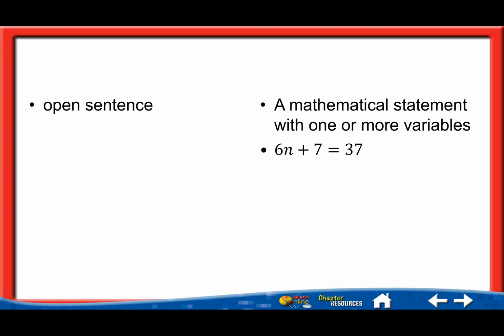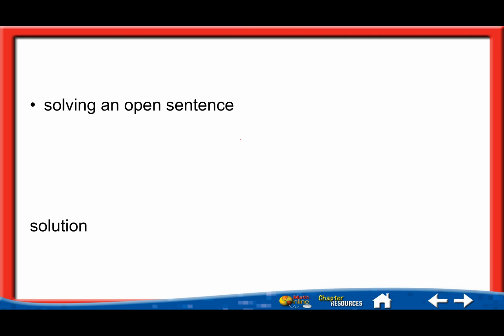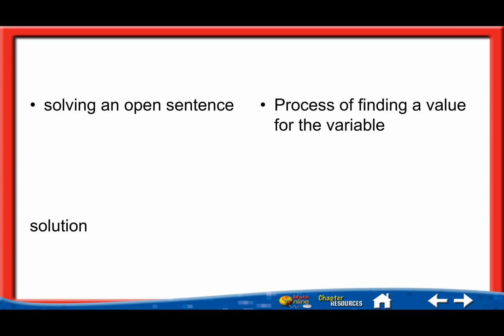All right, section 3, open sentences. Let's go. Okay, so first we're going to start with an open sentence. An open sentence is a mathematical statement with one or more variables. So 6n plus 7 equals 37 is a mathematical statement. Solving an open sentence is the process of finding a value for the variable. And that's what we're going to do a little bit of today.